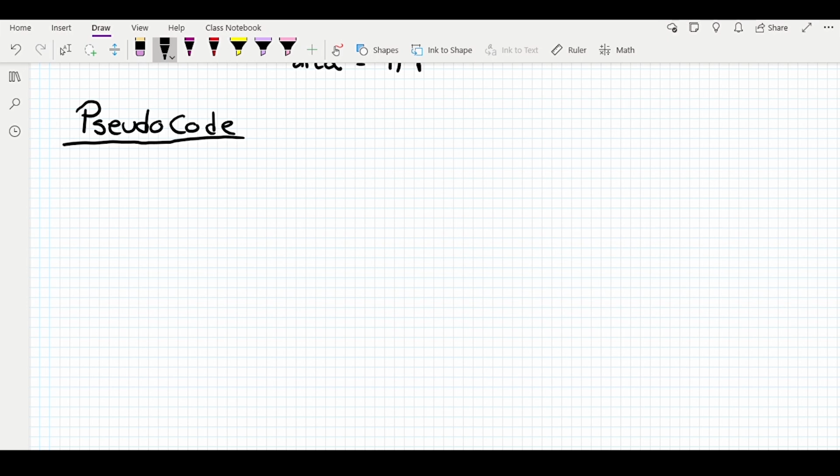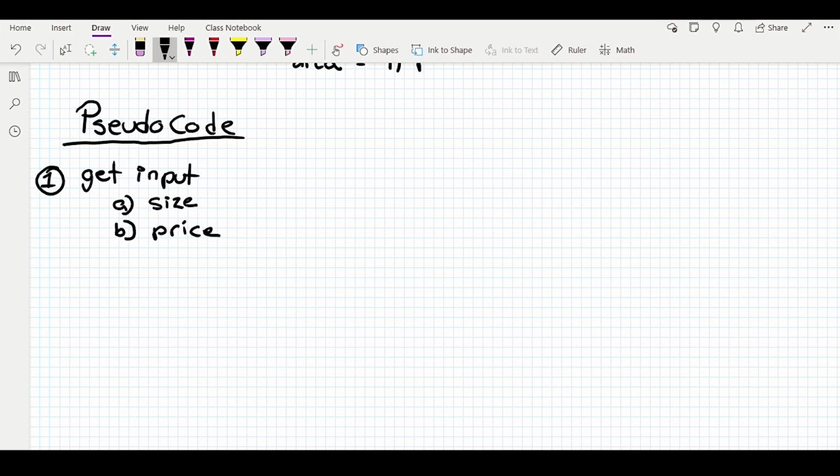We know that the first thing that we want to do is get input. We want to get the price of the pizza. We want to get the size of the pizza. So this could be step 1, get input. And step 1A is get the size. Step 1B, let's get the price. Okay, cool. We get the size of the pizza from the person using the program. We get the price of the pizza from the person using the program.